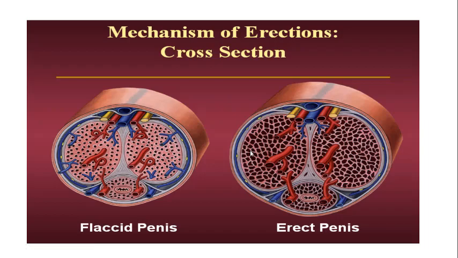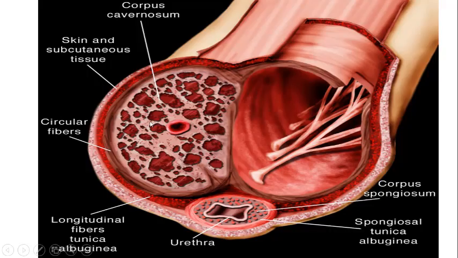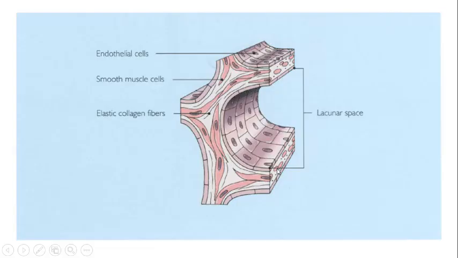Blood sinusoids are supported with connective tissue pillars. Each blood sinusoid is lined by endothelial cells. Endothelial cells produce endothelial nitric oxide as a neurotransmitter to help to maintain erection during the sexual activity. And the lining and the wall of the blood sinusoid.